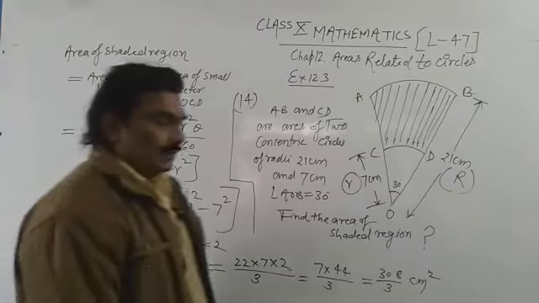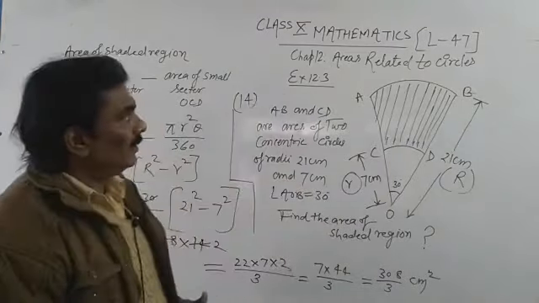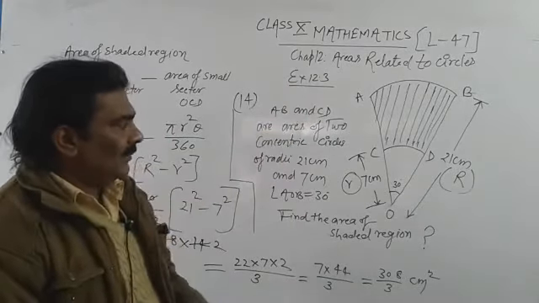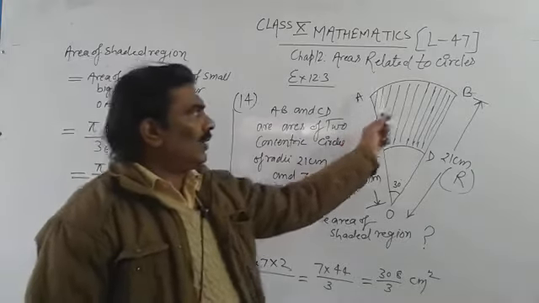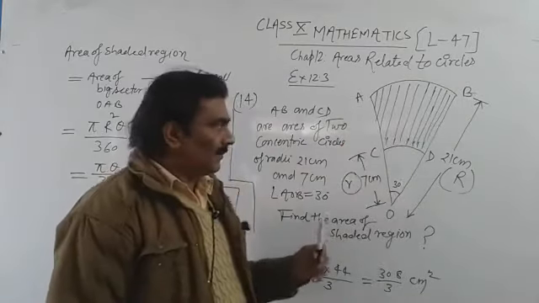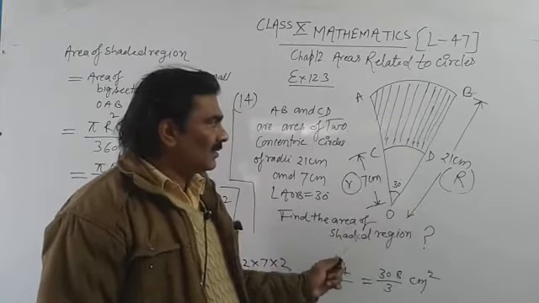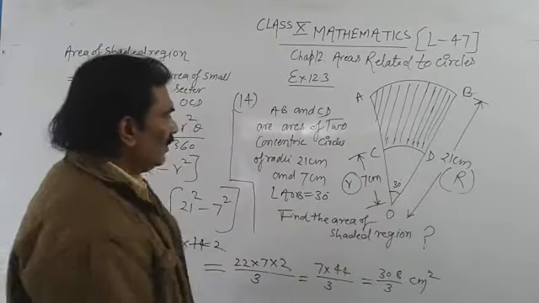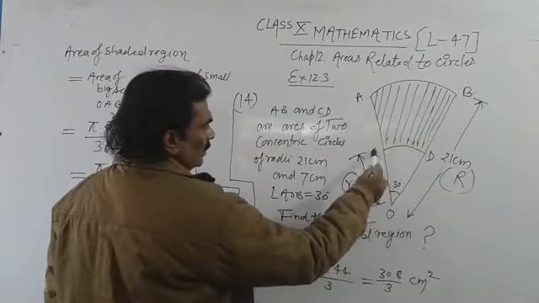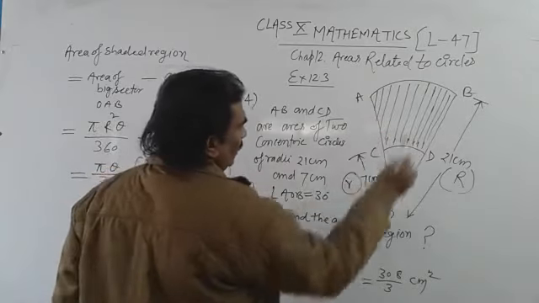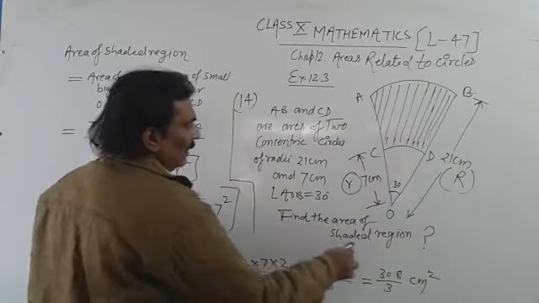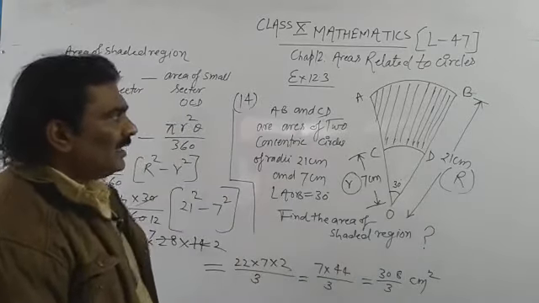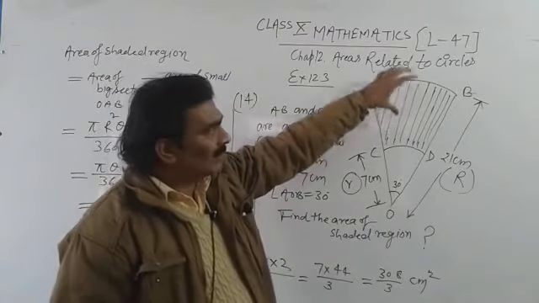Students, in the continuation of the lecture we have the 14th question of exercise 12.3. In this question two arcs of concentric circles are given. The radii of these circles are 7 centimeter and 21 centimeter, and angle COD or AOB is 30 degrees. Find the area of the shaded region.